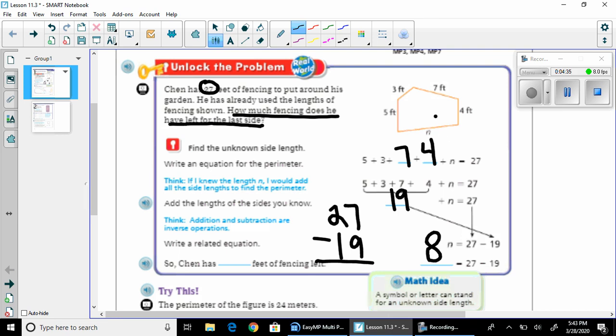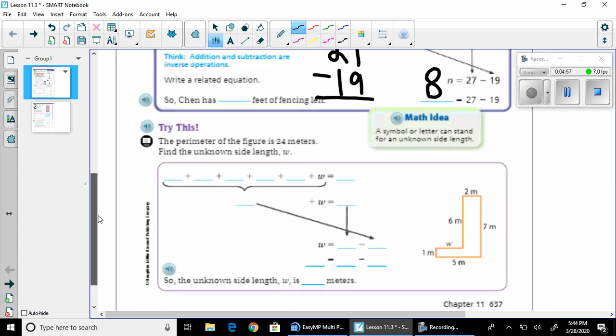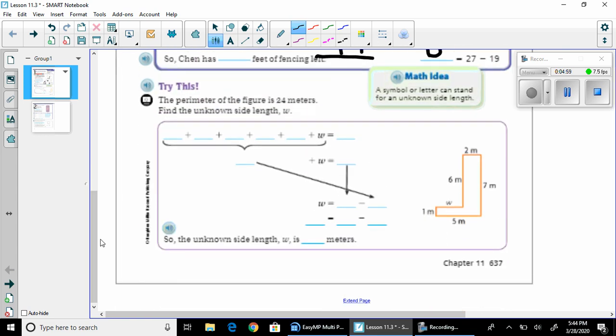So if I would go ahead and write up here 8, now I have the distance all the way around. So if I was to go back and check this to make sure that I am correct, I would add up my sides all the way around, and I should have gotten my perimeter, which is 27. Okay? All right, so down below, the same thing.